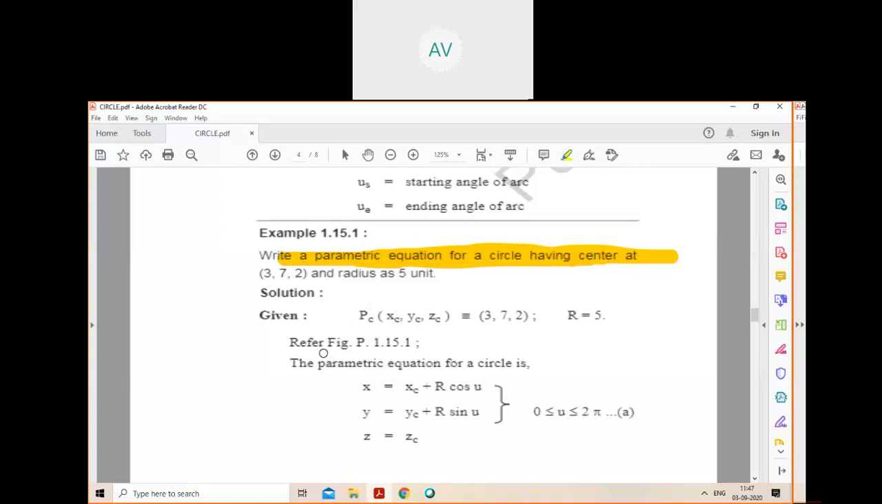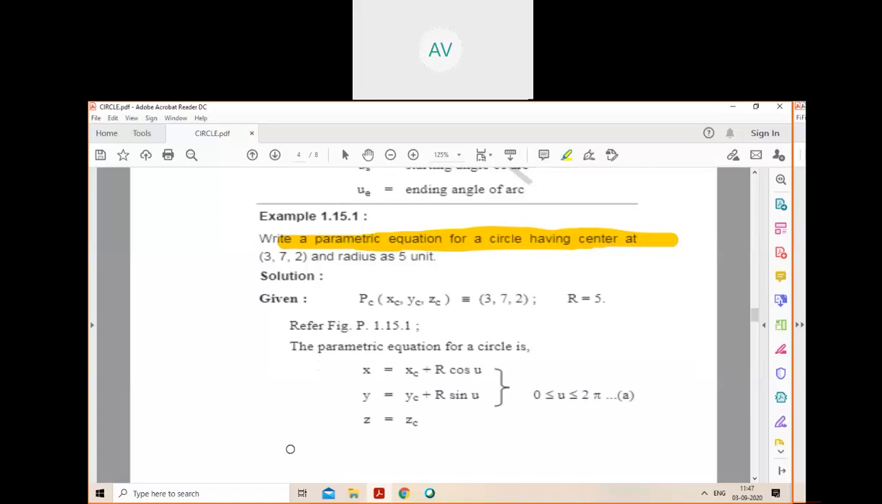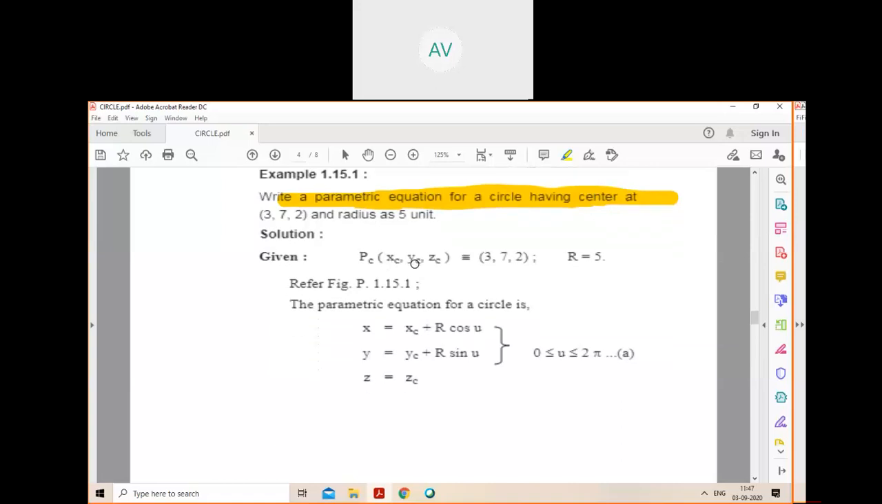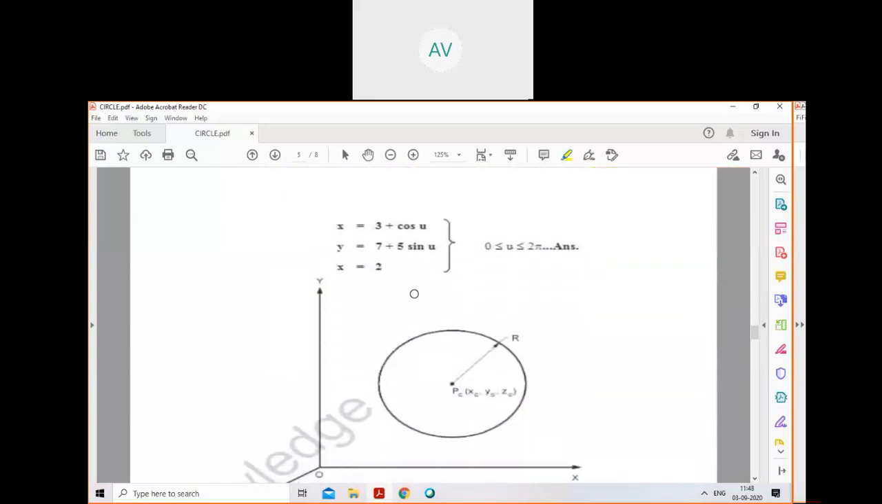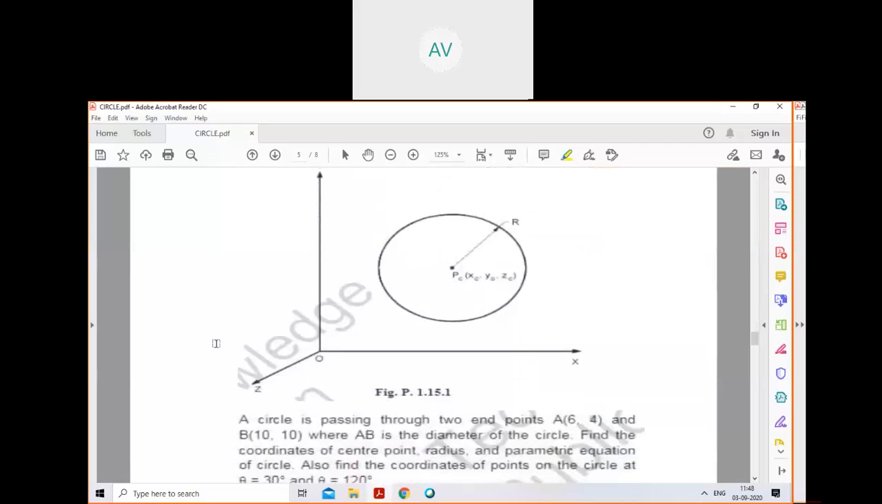So we know the parametric equation, we just derived it. x equal to xc plus r cos u, y equal to yc plus r sin u, and z equal to zc, and the boundary condition is 0 less than or equal to u less than or equal to 2 pi. So here we will put the xc, yc, zc values and the radius, and because the angle is not given, we will just rewrite the equation with those values, that's it.